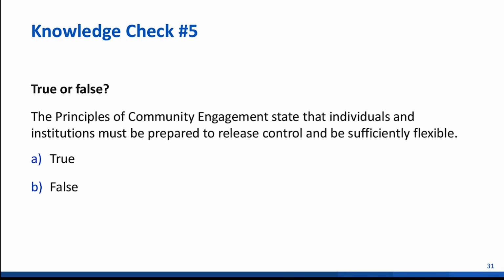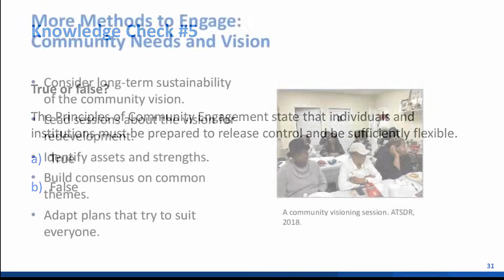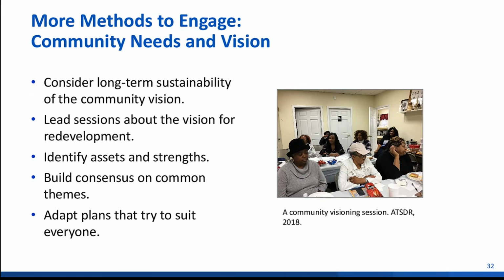Now let's return to Huda to continue talking about methods to engage communities. There are methods to engage communities. Establishing a unified community vision is essential to a successful redevelopment project. You can support your development community by leading brainstorming sessions about the vision for redevelopment, finding ways to build consensus on common themes, and adapting the plan to suit everyone.